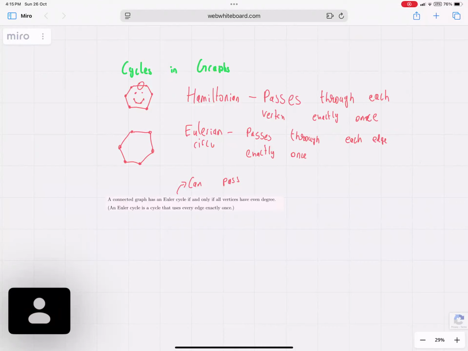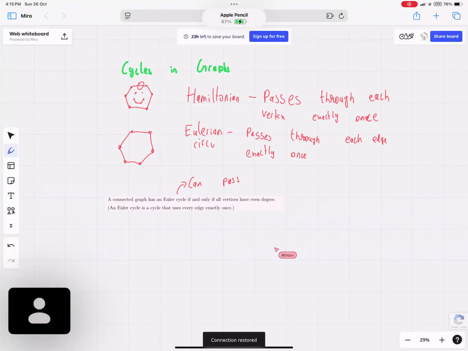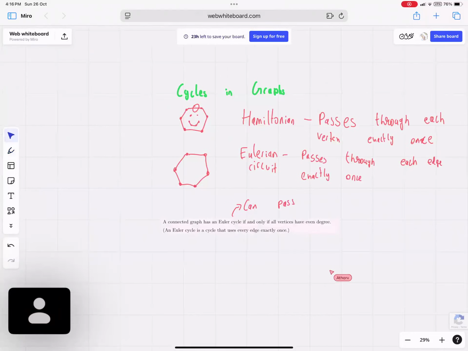Why is this pen not working? If at any point you don't understand my handwriting, please tell.